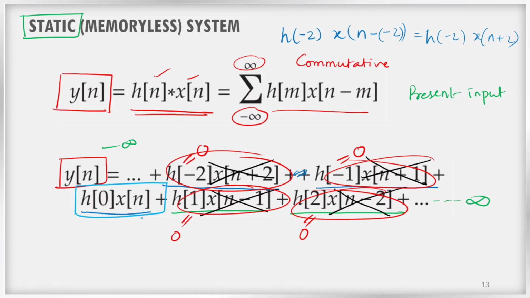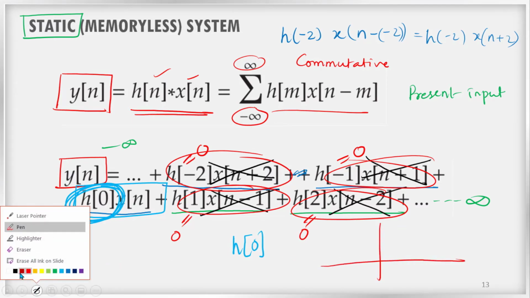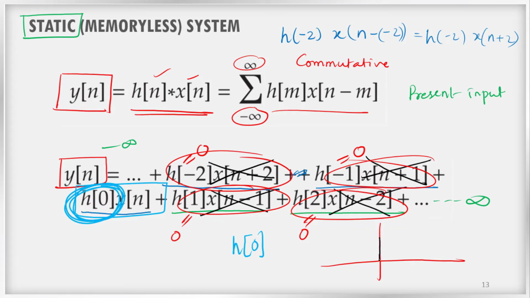So from this we are coming to a conclusion. What is that? For a system to be static or memoryless, there should be only one term in the impulse response, that is h of 0. What is meant by h of 0? In the case of an impulse response, assume that this is an impulse response, we have only one term which is located at the 0th index.